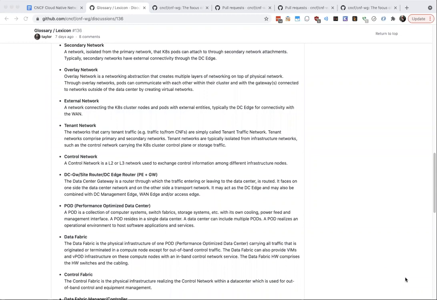Yeah, I tend to think of it as, if it's something you have to build before you can establish connectivity, then it may be an underlay.